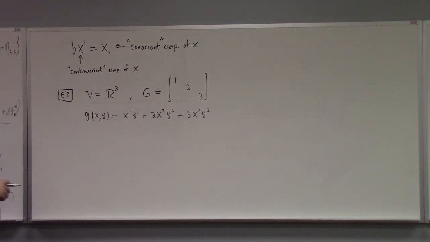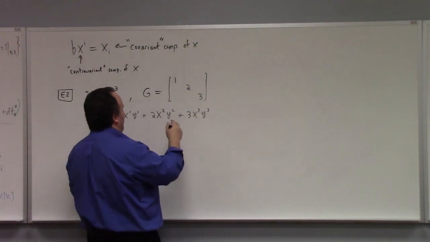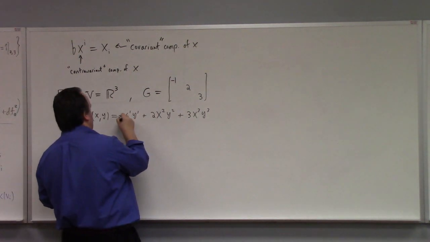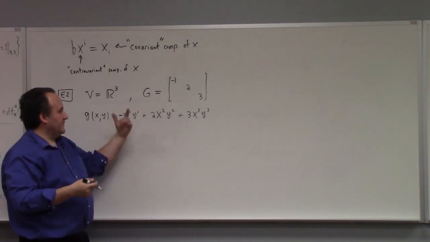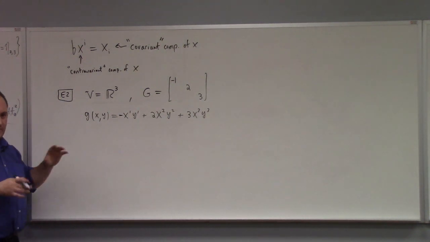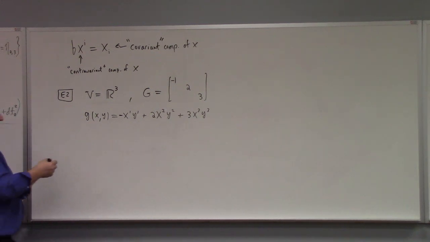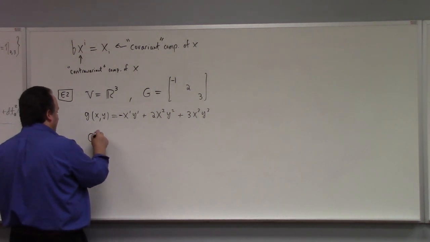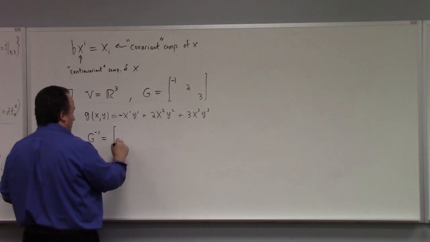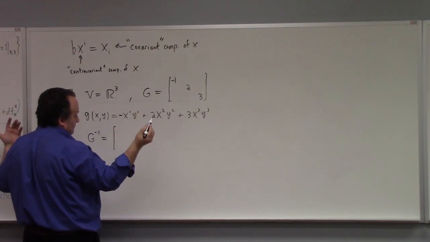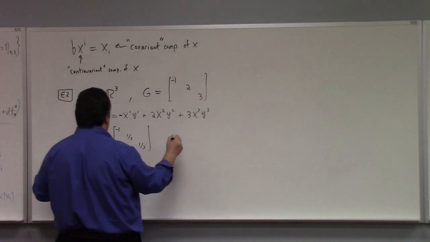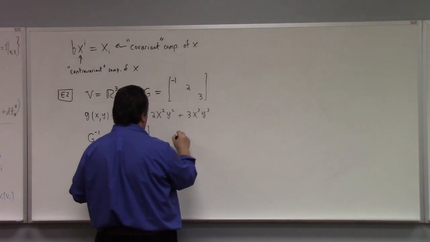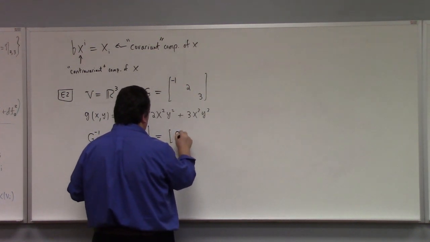Let me make it exciting. This is an inner product. It's too nice. Let's slap a minus on the first one. There we go. I hope you can agree with me that's the matrix for this. So what's the inverse to G? Minus 1, 1/2, 1/3. So these are the components of G upper ij.